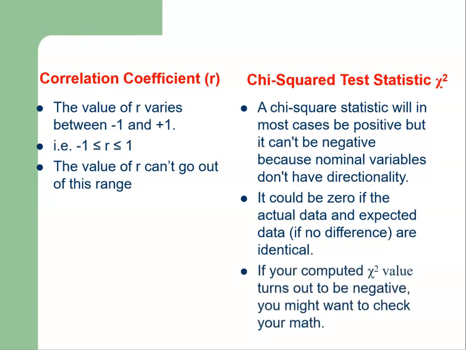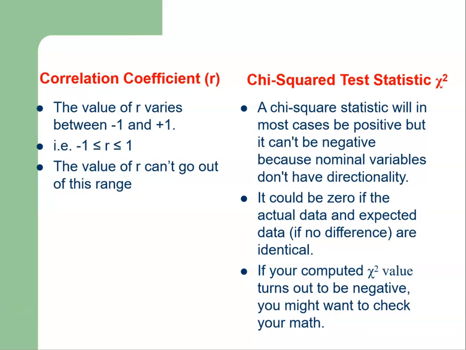If the computed chi-square value turns out to be negative, then we might want to check our math. That would be just a mathematical problem. I mean, there will be a problem in computation or in calculation. So it is not possible for a chi-square value to be negative. It could be 0 only and only when the expected data and the actual data are completely identical.